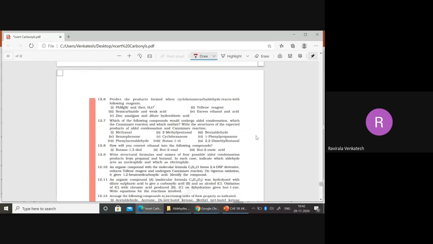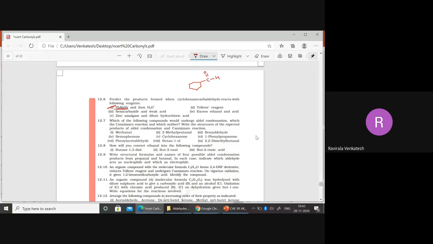Write the products when cyclohexane carbaldehyde reacts with phenyl magnesium bromide. So this is the preparation of alcohols by using Grignard reagent. Yesterday only we discussed this one.